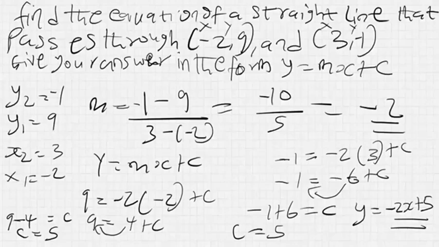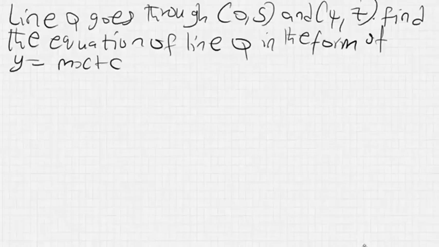Now let me give you guys a practice question, and after that you can call it a class. Let's write this. So we have this question. It says line Q goes through the points 0, 5 and 4, 7 respectively. Find the equation of line Q in the form of y equals mx plus c. So feel free to pause this video and see if you can attempt this. Okay, let's do it together.